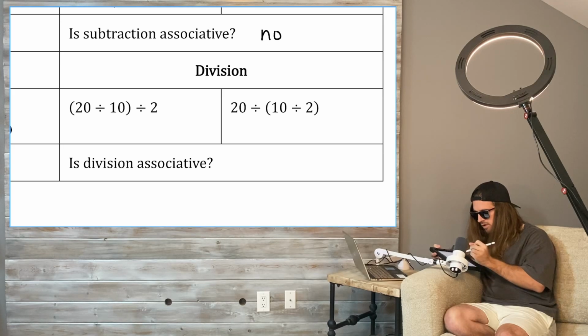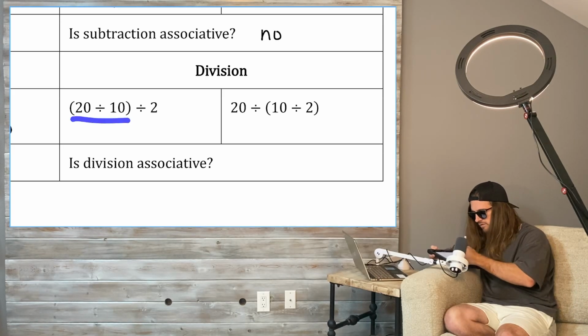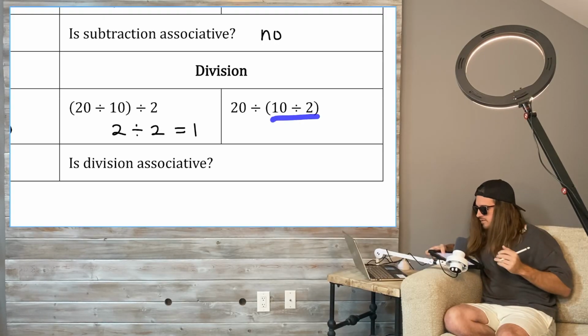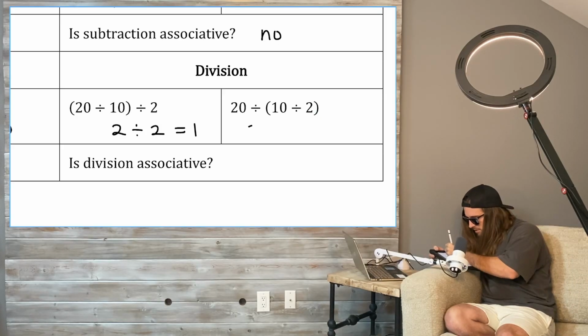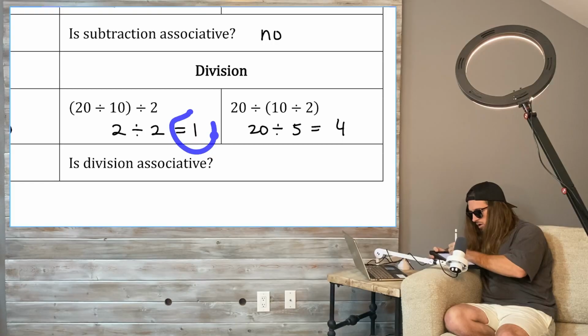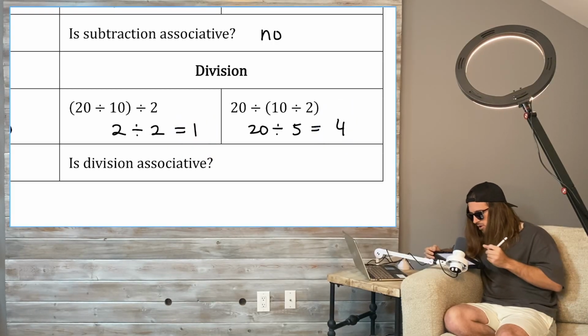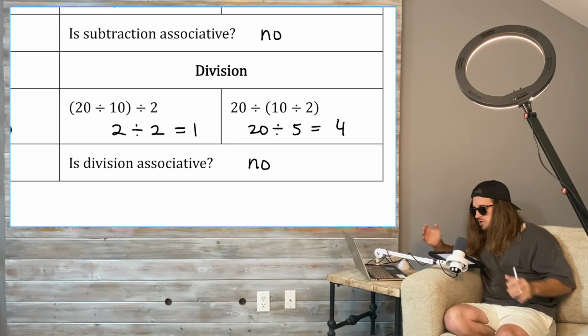Division, we want to divide 20, 10, and 2, but let's do 20 divided by 10 first, and that is 2. Divided by 2 is 1. But what if we did 10 divided by 2 first? Well, that would be 20 divided by 5, which is 4, and these are different answers, right? So changing the grouping of division does change the answer, so division is not associative.